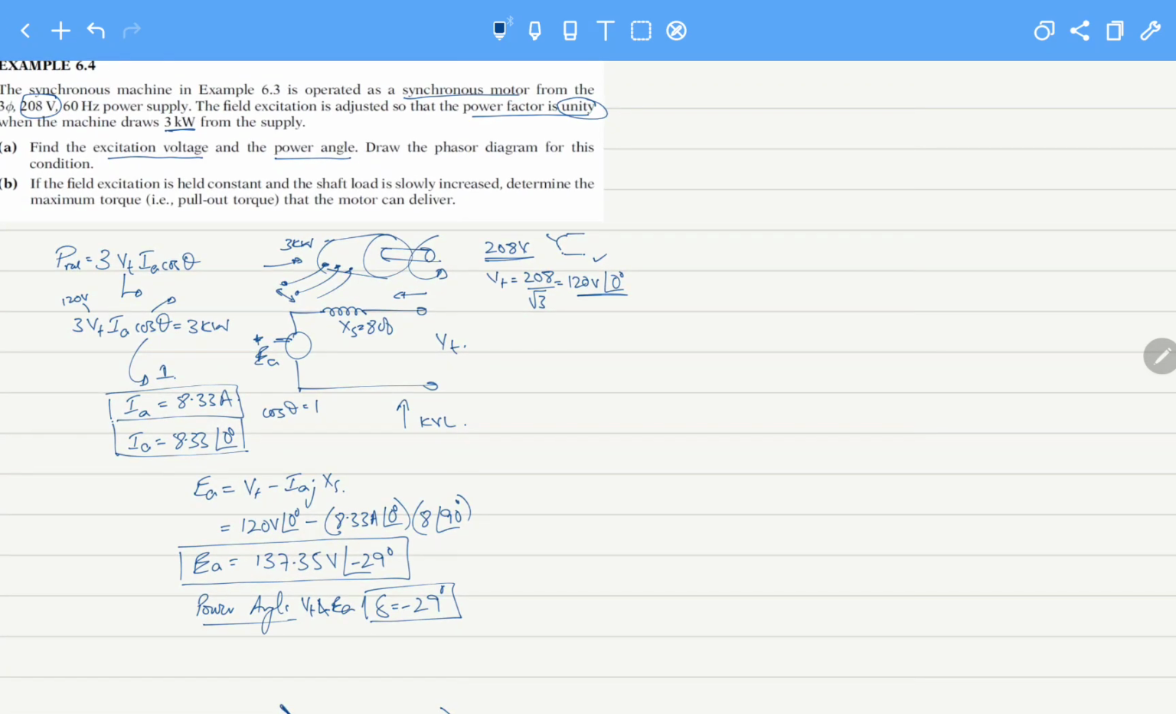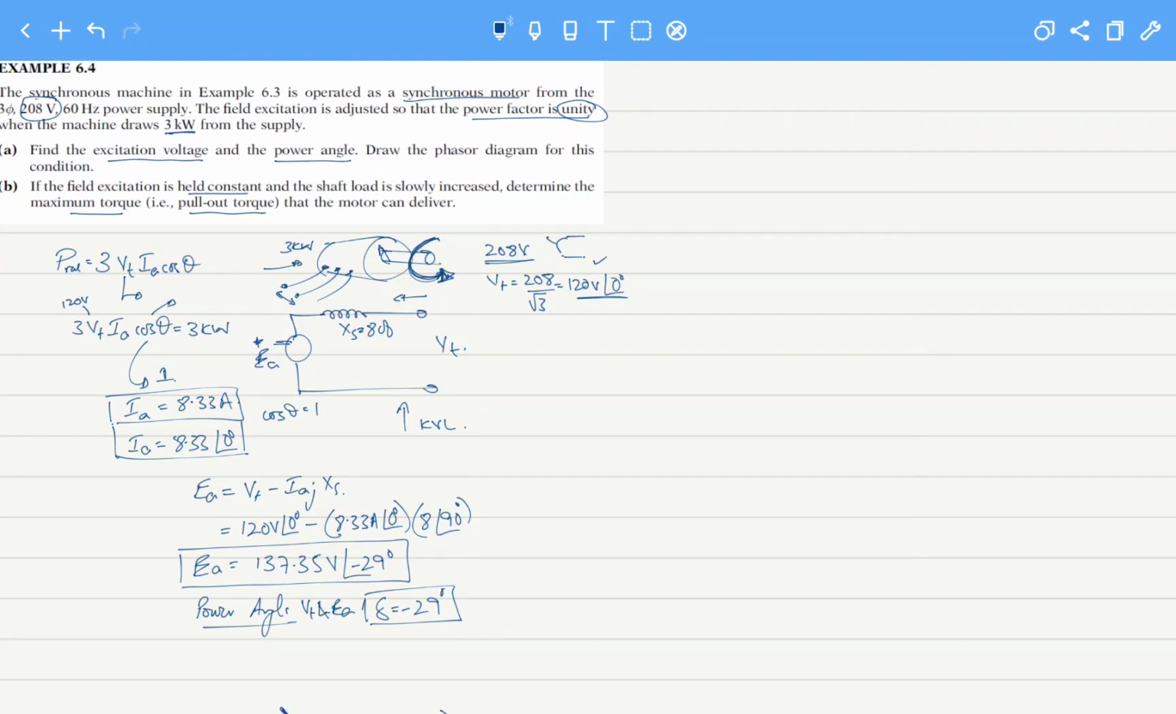Okay, so the next part says that if the field excitation is held constant, field excitation is the part where the rotating magnetic field of the rotor, now it is saying that it is held constant and the shaft load is slowly increased. That means we have increased the load over the shaft. Determine the maximum torque, pull out torque, that the motor can deliver or produce.